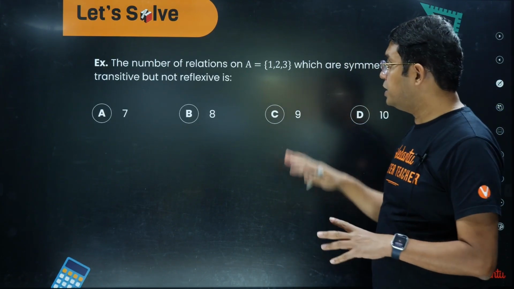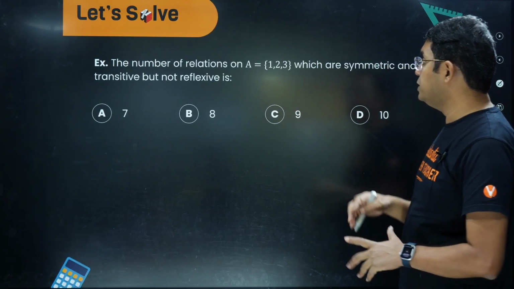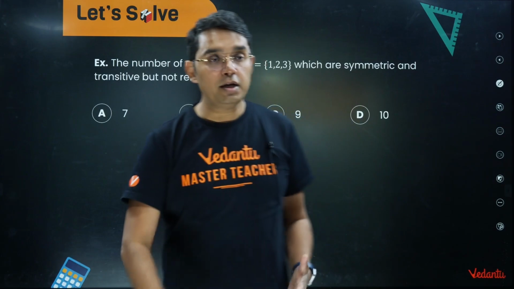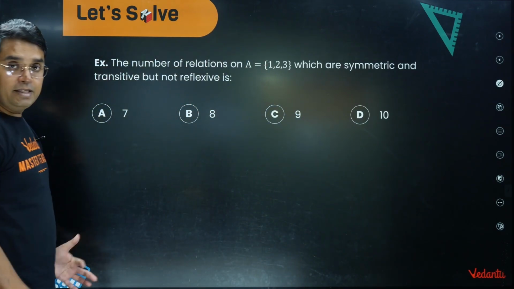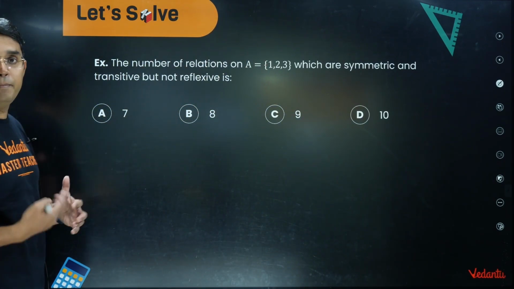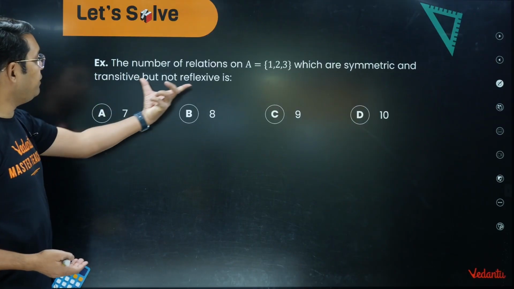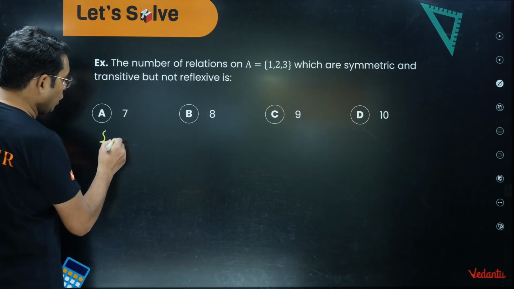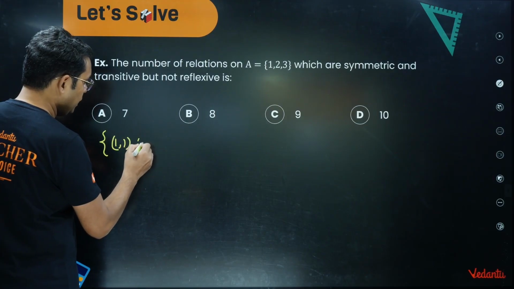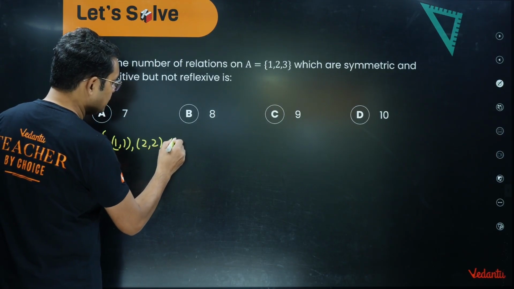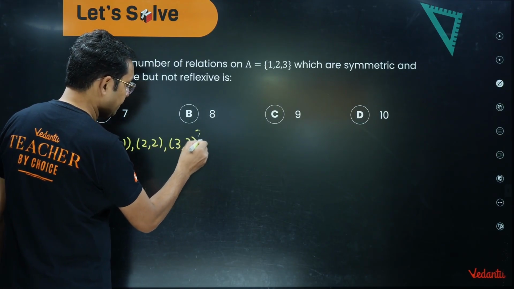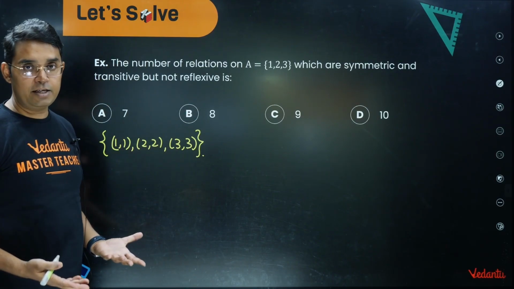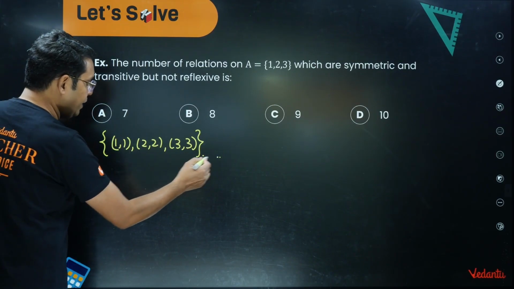Now coming to this question, it says: the number of relations on A which are symmetric and transitive but not reflexive. Dear students, this kind of question you have to do by making a few cases. If they are saying not reflexive, it means your relation should not have 1,1, 2,2 and 3,3 simultaneously, because if these three ordered pairs are there, it will become reflexive. So what I will do is make cases.